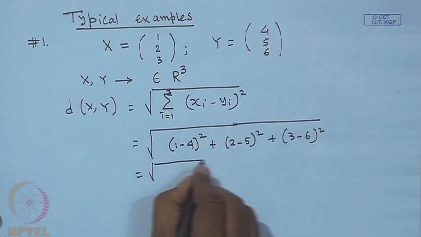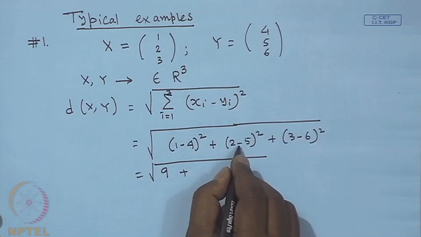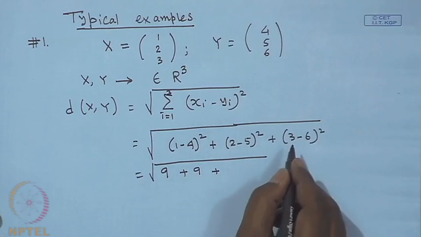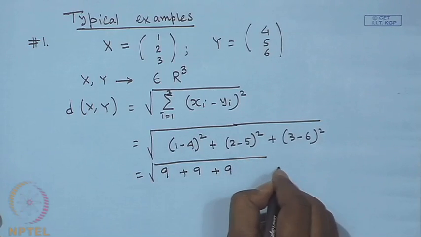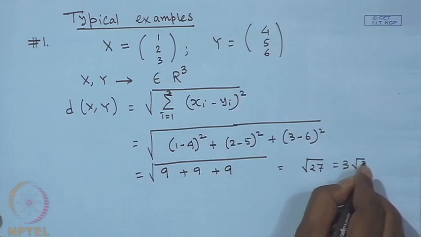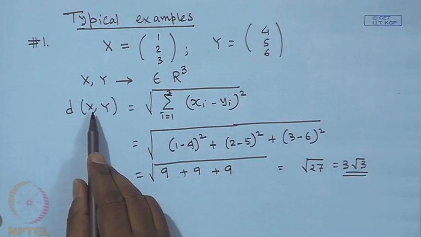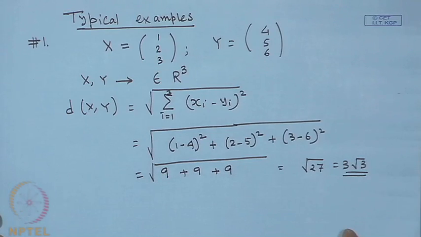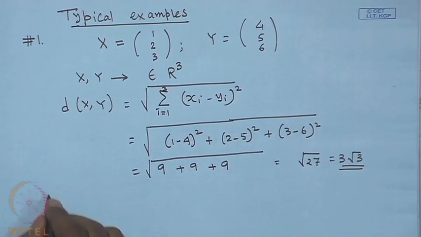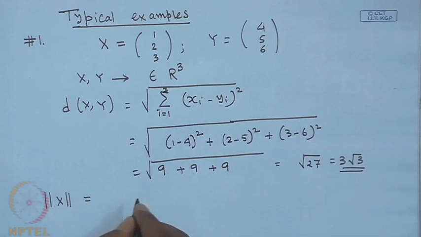So, what we will be getting is minus 3 squared, so it is 9, plus minus 3 squared, so it will be 9, plus 9. So, you will be getting the root of 27 or 3 root 3. That is the metric between the vectors x and y. So, it is the distance between the two vectors x and y. Next, we define what is the norm of x.